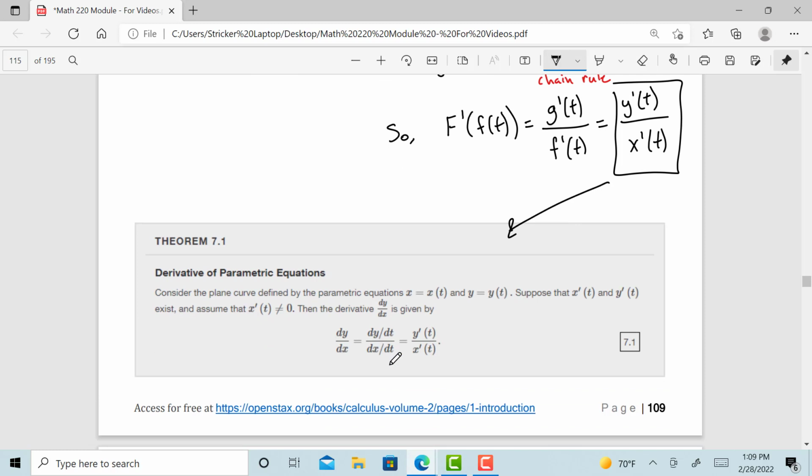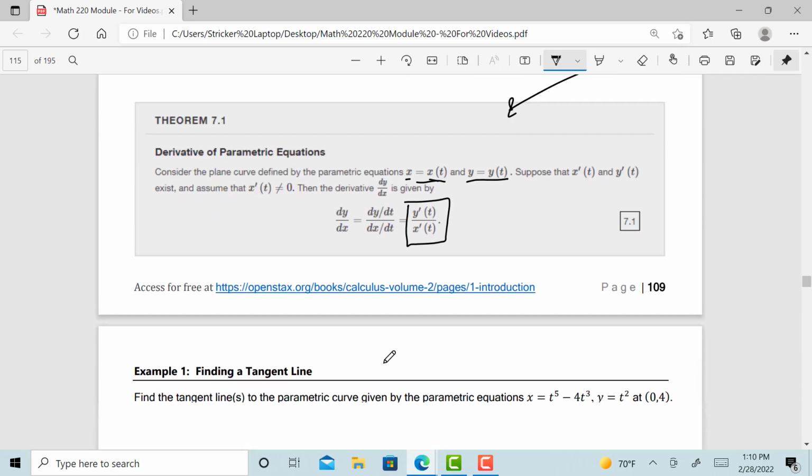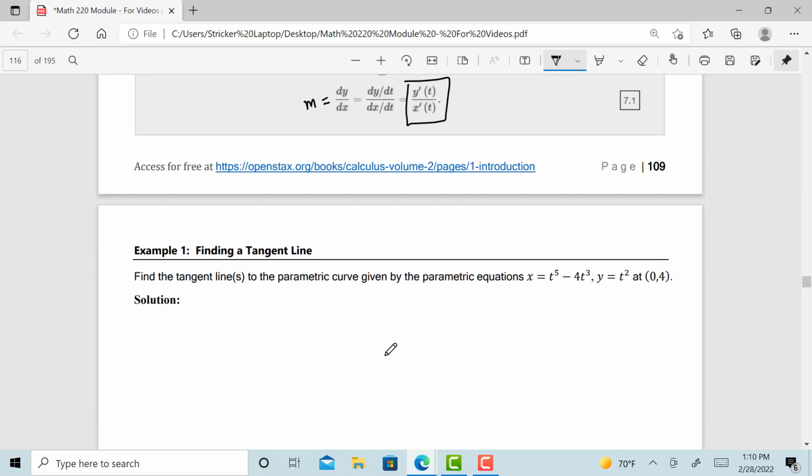Whenever we have parametric equations, x equals f of t and y equals g of t, then we can find the derivative, assuming that x prime and y prime exist. We can find the derivative by taking y prime over x prime. Remember, again, this can be used to find the slope. So example 1, let's apply this now.